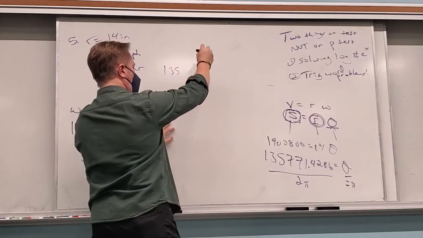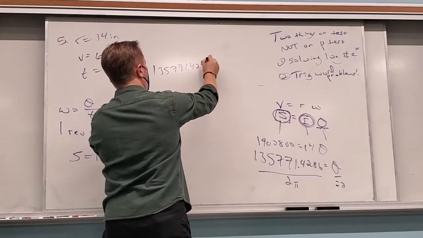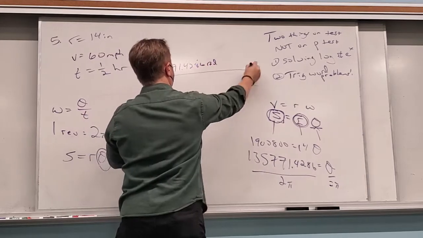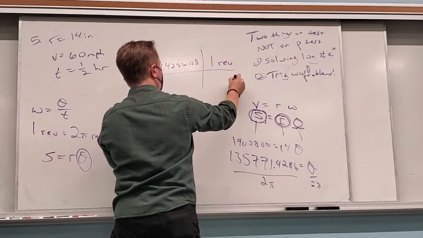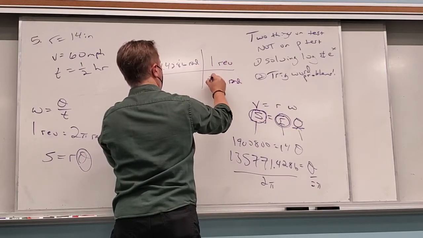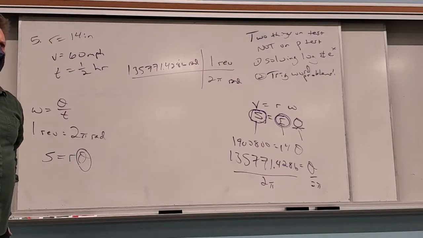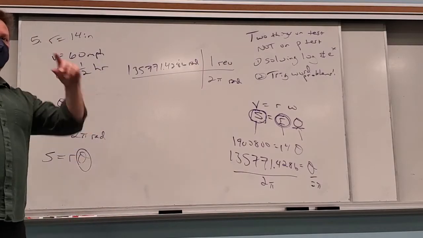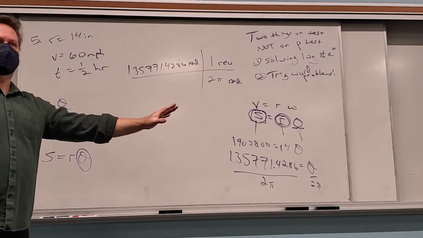1, 3, 5, 7, 7, 1.4, 2, 8, 6 radians. That's how many revolutions? 1 revolution is how many radians? 2 pi. So then you divide. That's how many revolutions it did in 30 miles? Yes. That's how many times your tire rotated over the course of 30 miles.